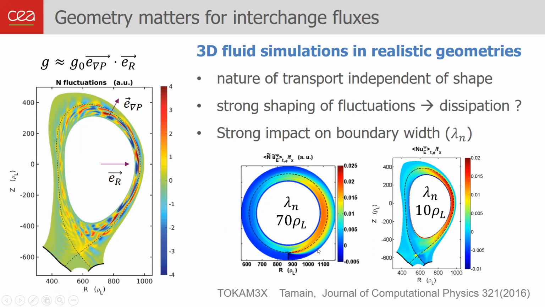And indeed, from simulations, for otherwise similar control parameters, you find that in circular simulations, you have widths at the boundary which are about 70 Larmor radii, whereas it falls to 10 Larmor radii in diverted configurations. So it shows a strong impact of the geometry, which is still not understood, but we see that there is this order of magnitude difference simply from interchange, but due to geometry.